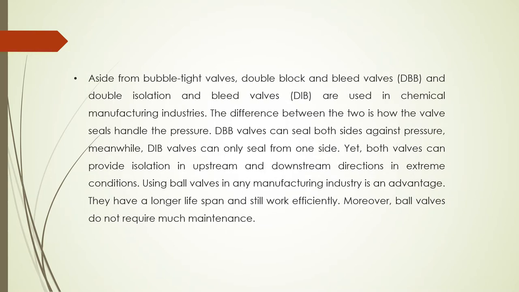Okay, importance of ball valve in the manufacturing. Aside from bubble type valves, double block and bleed valve (DBB) and double isolation and bleed valve (DIB) are used in the chemical manufacturing industry. The difference between the two is how the valve seal handles the pressure. The DBB valve can seal both sides against pressure. Meanwhile, the DIB valve can only seal from one side. Both valves can provide isolation in upstream and downstream directions in extreme conditions.